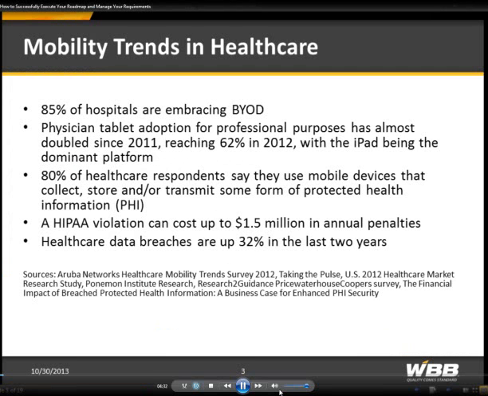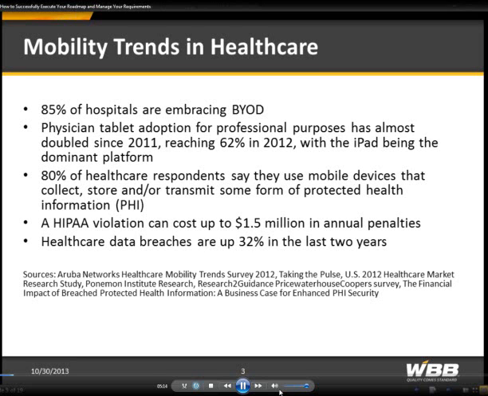Some of the mobility trends in healthcare. 85% of hospitals are embracing BYOD, and what do I mean by BYOD? Bring your own device. Instead of hospitals, health agencies, patient care, clinicians, physicians, and health officials being provided a mobile device that specifically addresses their mobile health apps, it's bring your own device. Use your smartphone, and we will have apps installed and securely made available and federally compliant for you to start using. 85% of hospitals are embracing BYOD.